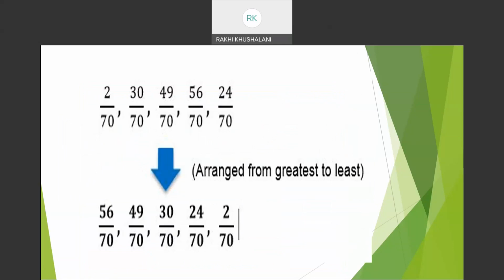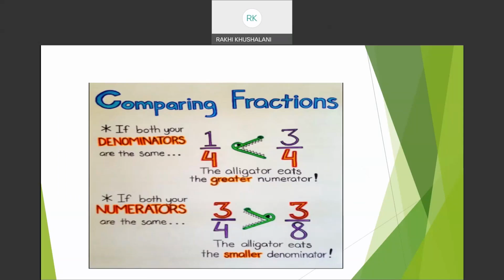Again, all the denominators are same, 70. We have to arrange from greatest to smallest. No problem. 56, 49, 30, 24, 2. That's the order of the numerators. And we can write the respective fractions. Now, suppose there is a difficulty, that is, if the denominators are same but the numerators are different. Of course, I told you, you will compare the numerators and the alligator will eat it. 1 by 4 is less than 3 by 4, so 3 by 4 is eaten by the alligator.